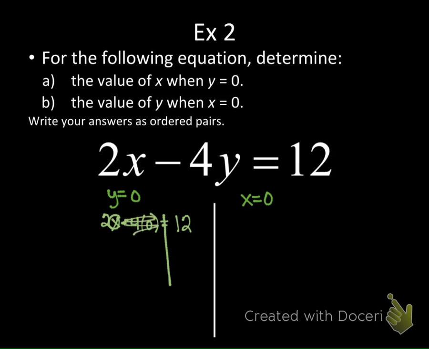So how do I get the x by itself? Divide. So x equals what? 12 divided by 2 is 6, yeah. Okay, so then I write my first ordered pair. What's my x value? 6. What's my y value? 0.